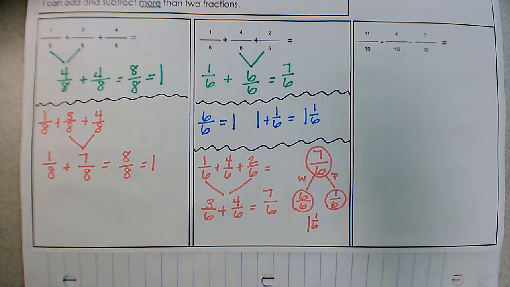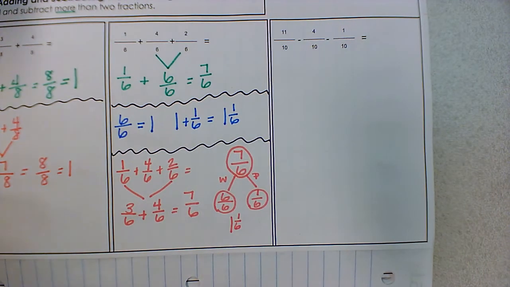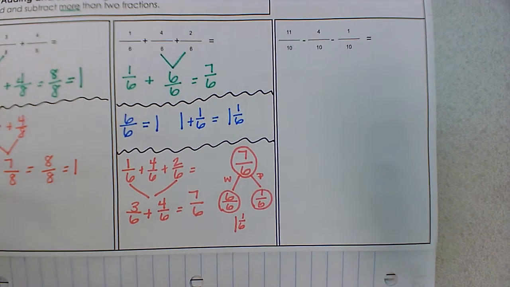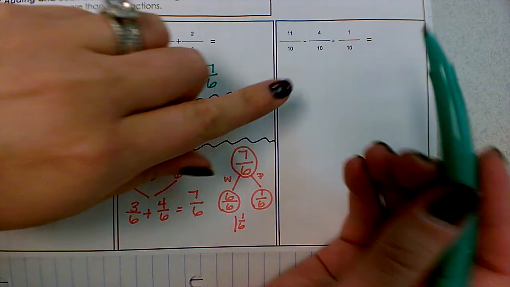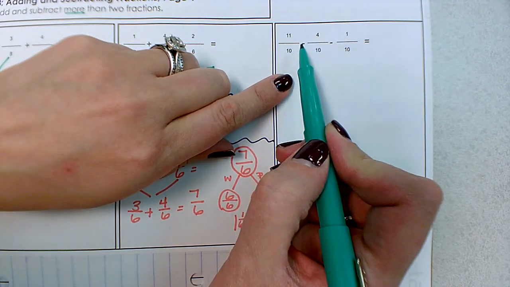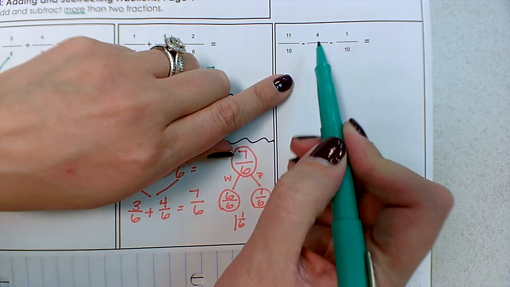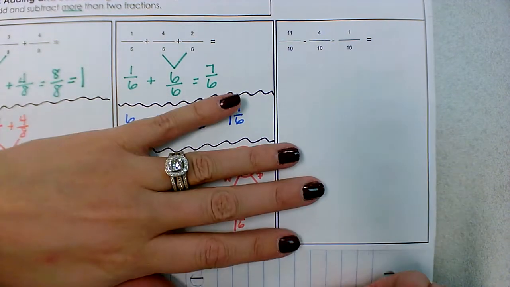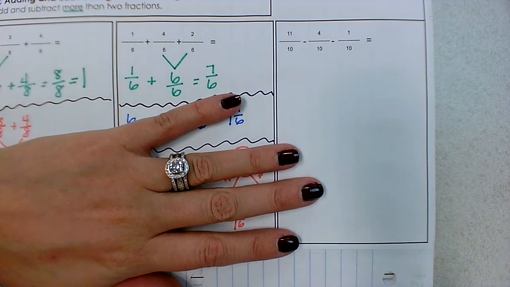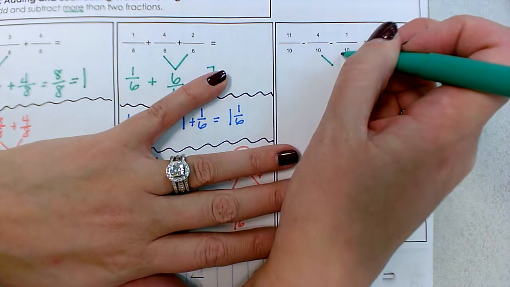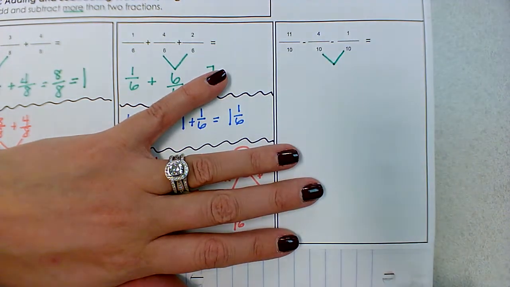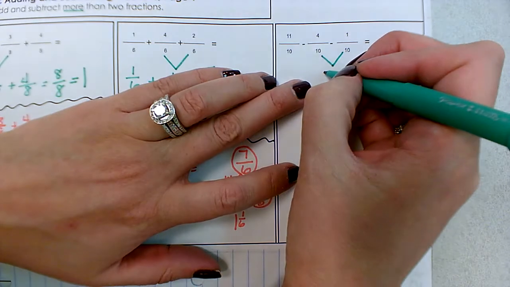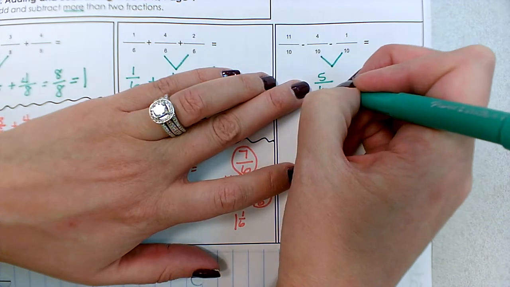Fourth graders, the important part today is that you show your work and show your thinking for all of these different strategies. All right, so here is our next one. This one's a little bit different. As you can see, I'm subtracting. 11/10 minus 4/10 minus 1/10 equals. Now, even though I'm subtracting, I'm going to start by combining these 2 fractions. And when I do that, I get 5/10.